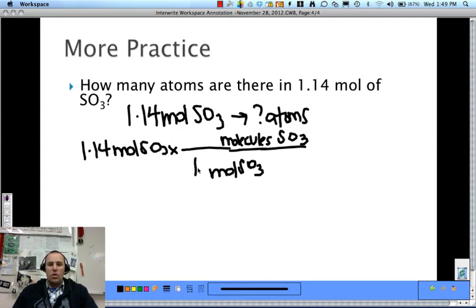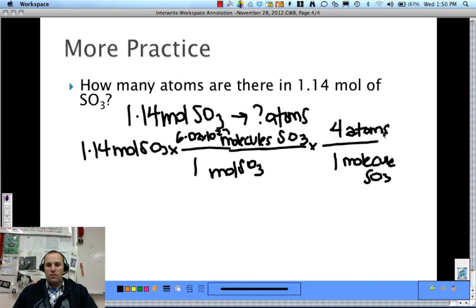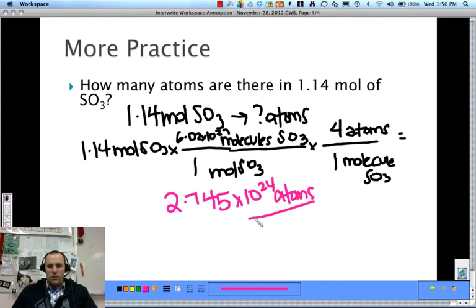So 1 mole is always equal to, if we're counting, 6.02 times 10 to the 23rd. And in 1 molecule of SO3, we have 3 oxygens, 1 sulfur, which makes 4 atoms total. Multiply it out, you get an answer of 2.745 times 10 to the 24th atoms. There's your answer.